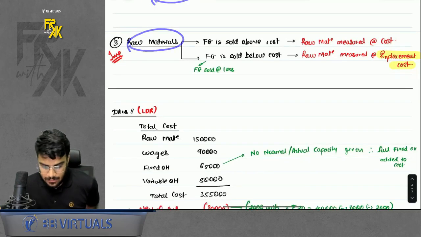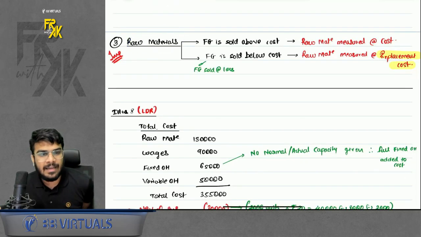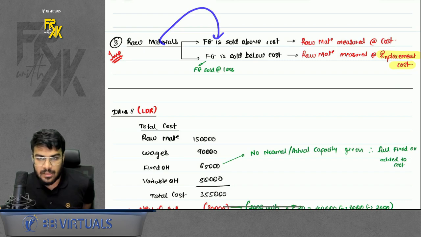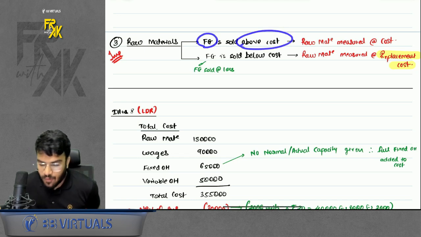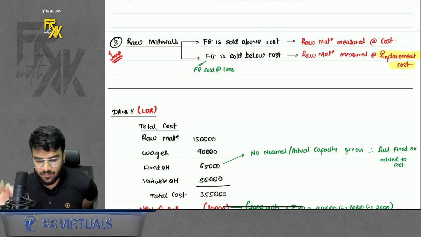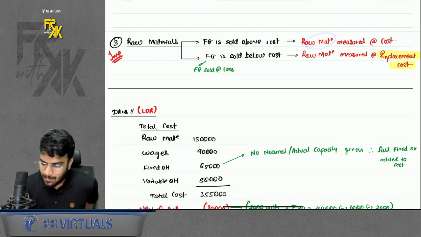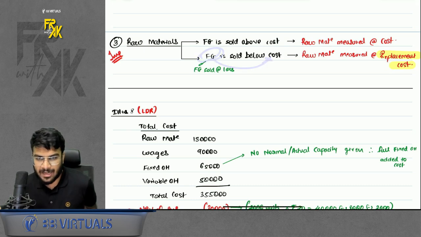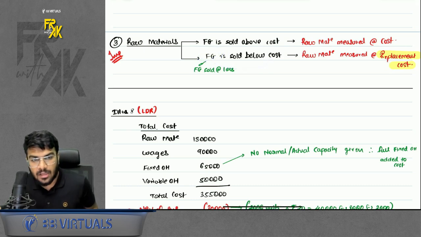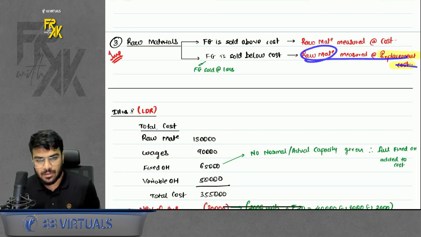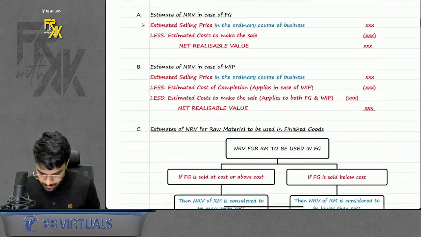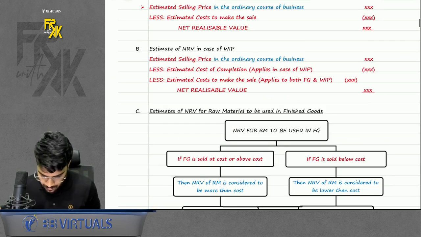Then raw materials. Raw materials, the company will never sell directly. It will consume it into FG. So the raw material calculation will depend on FG. If FG is sold above cost, that means FG is sold at a good profit, your RM is proper, and you can measure the RM at cost. But if your FG is sold below cost, that means your FG is at a loss. There is a high possibility that the market price of your RM must have reduced. So you will measure the RM at replacement cost. Simple. Clear with this, guys? This was the talk of NRV.